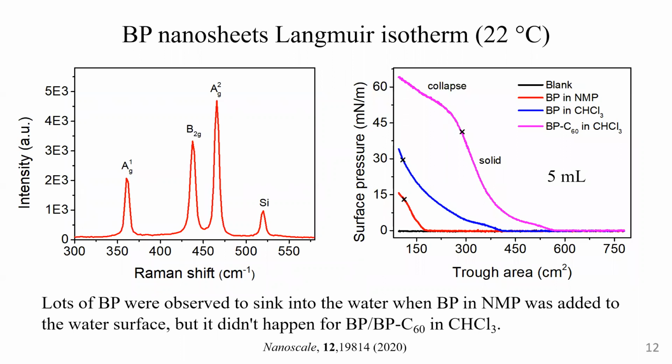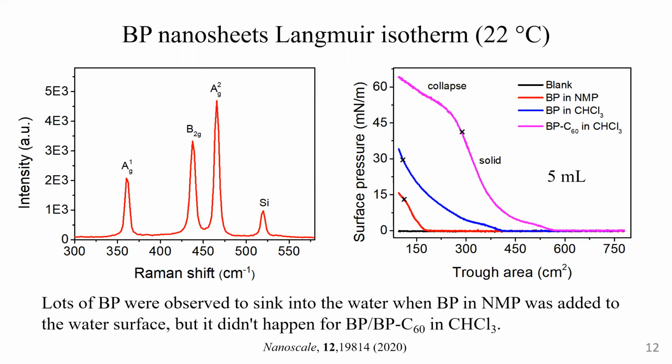First, the black phosphorus was confirmed by the Raman spectrum, because we observed the characteristic Ag1, B2g, and Ag2 peaks. And then we started the Langmuir isotherms. In order to start the isotherm, we added 5 milliliters of each solution to the LB trough.